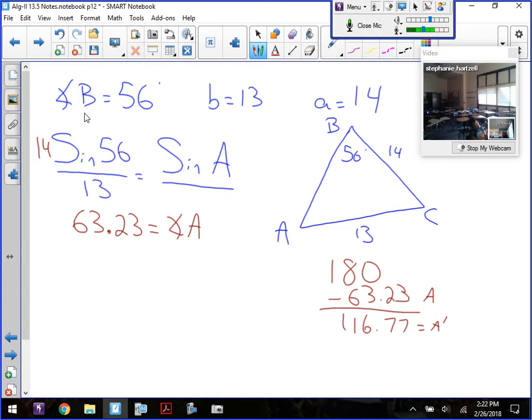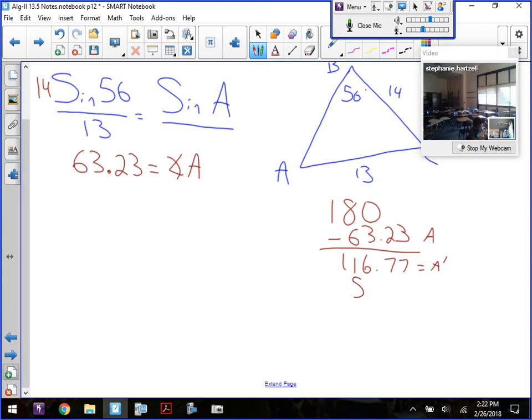116.77. What do I add to that to check to see if there's enough degrees left? 56. So if I add that to 56, which was angle B to start with, we get what? 172.77. Are there enough degrees to make a secondary triangle? Yeah. And then you just know that you'll have a second triangle.